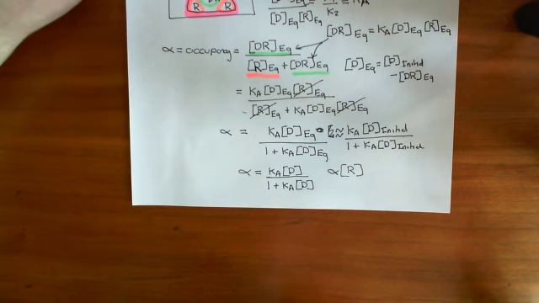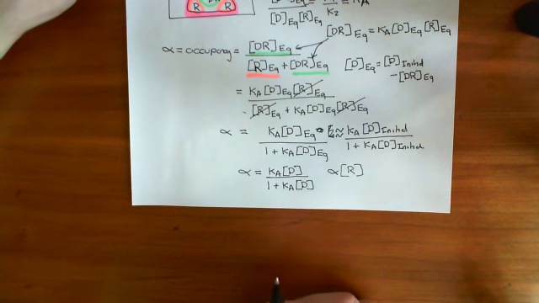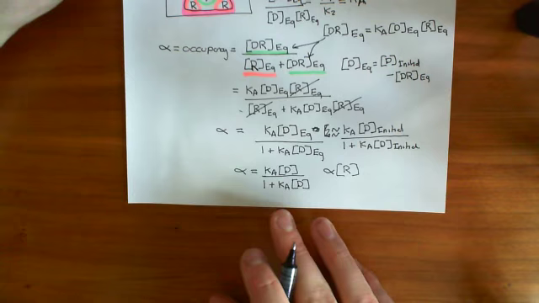Okay, so that's pretty much the occupancy equation covered. In the next video, what we'll do is we'll actually talk about BAPTA and EGTA.